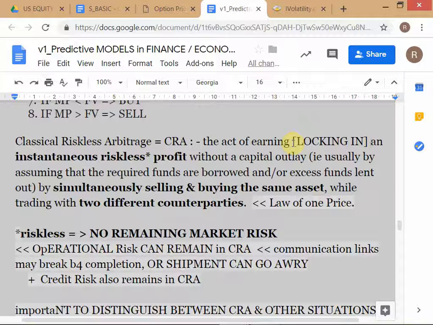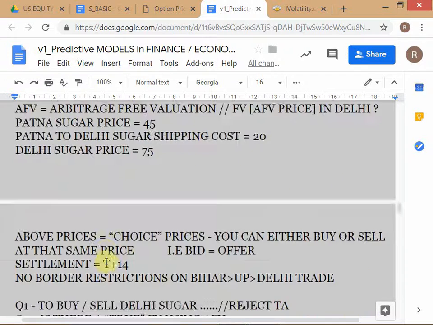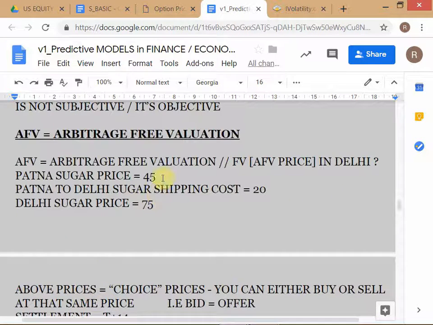So locking in means, in this example, what are we doing? The cost of the synthetic long position is 65, and we can see a price at 75 in the Delhi market, in the natural market. So we sell here, we create a natural short position and we offset it with a synthetic long position, and we have locked in a 10 rupee profit. Locked in in the sense that I have not yet earned the profit, I will earn it only after 14 days. Assuming nothing goes wrong, okay?